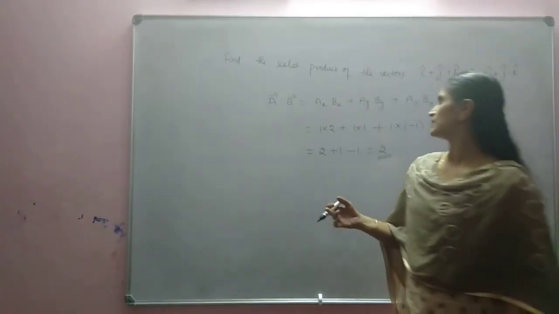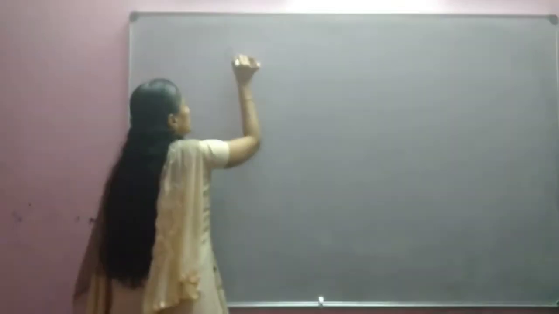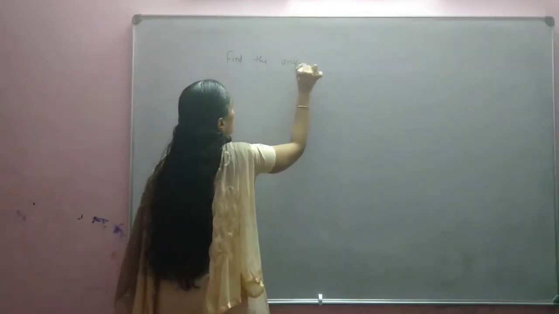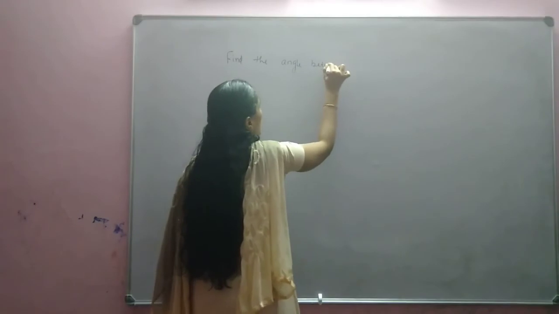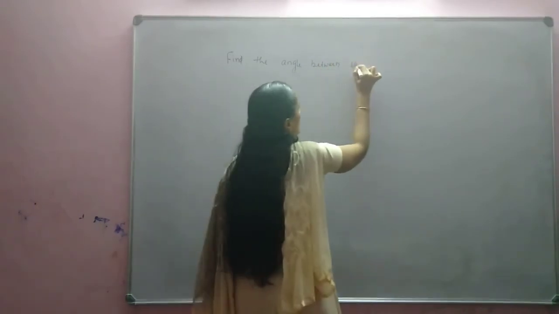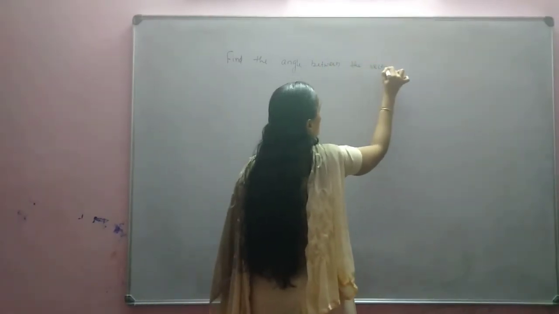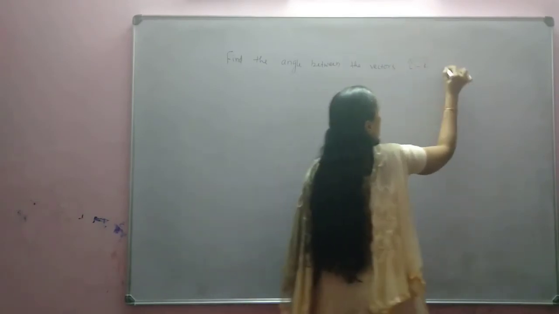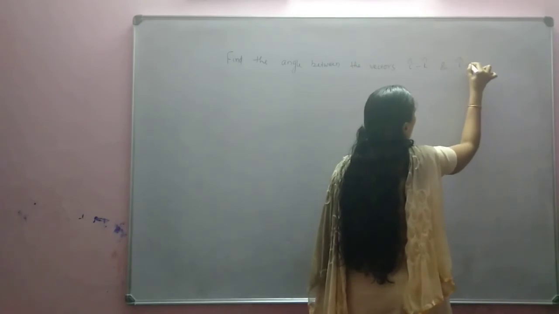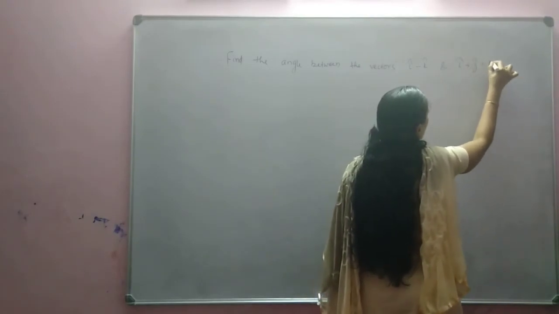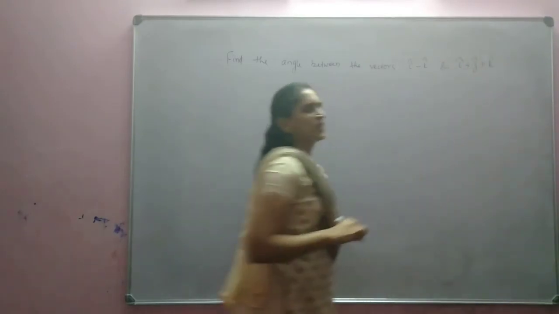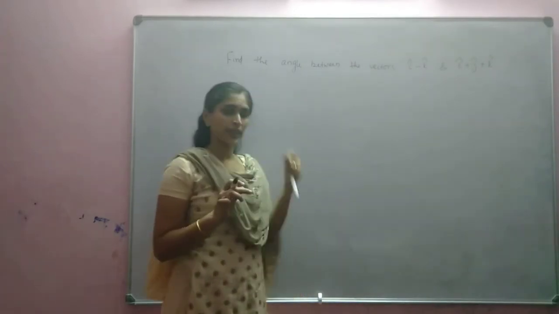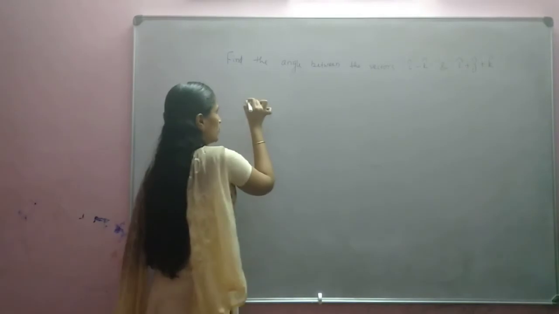Find the angle between the vectors i minus k and i plus j plus k. Two vectors are given, and you have to find the angle between them. So, first of all, to find the angle, you know the formula.